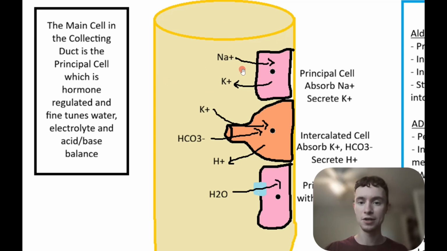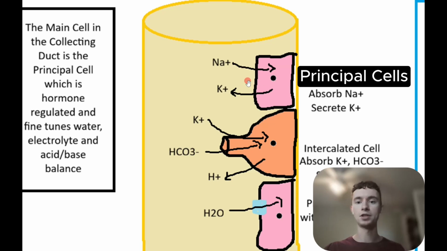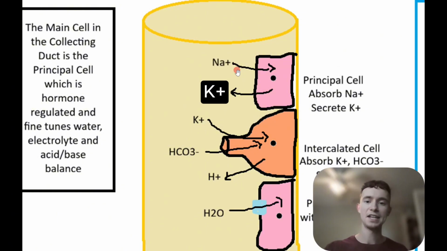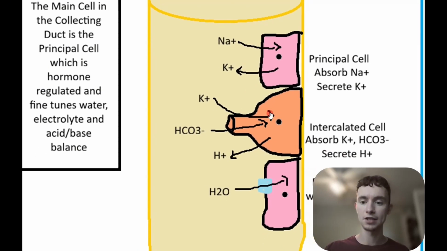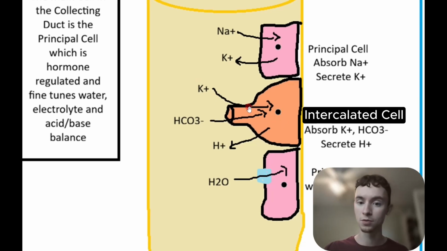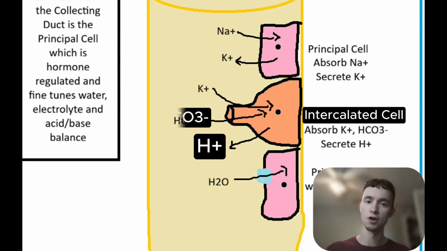The main cell that is located in the collecting duct is these pink guys right here called principal cells. And principal cells are responsible for, again, absorbing sodium and excreting potassium into the urine, okay? So it's making it less salty and then has more potassium. Another type of cell that's located in the collecting duct is called an intercalated cell. An intercalated cell is pretty interesting. It absorbs potassium, it absorbs bicarb, and secretes H+, making urine more acidic as well.